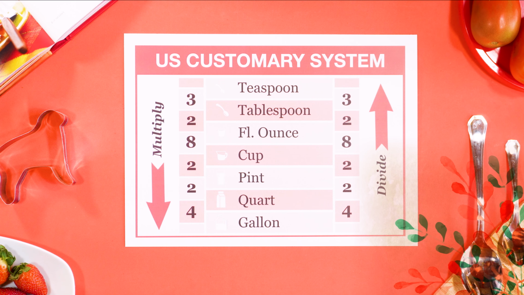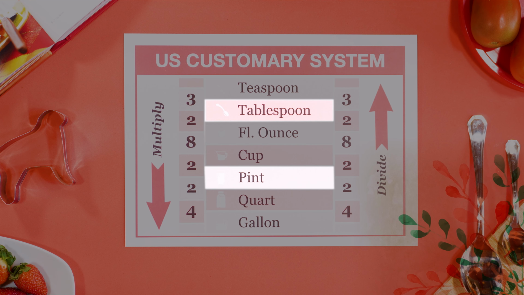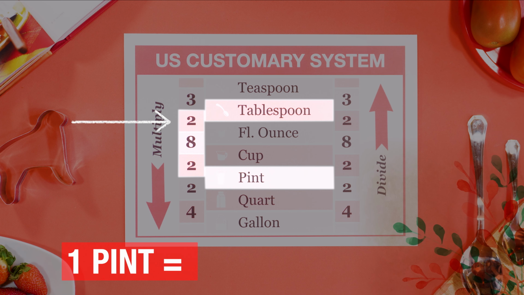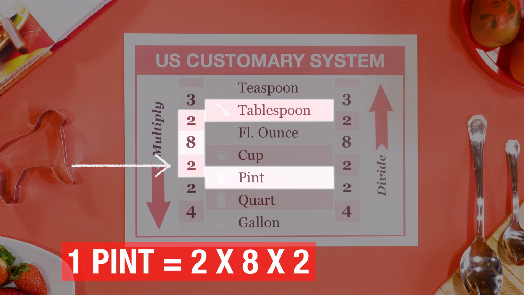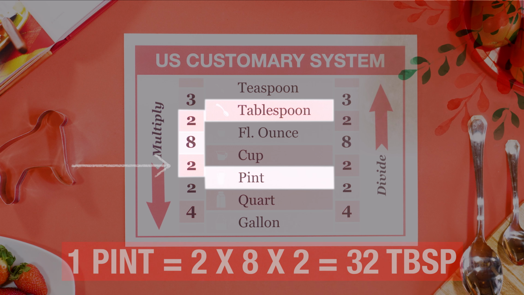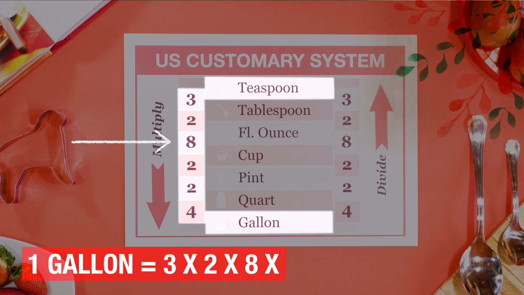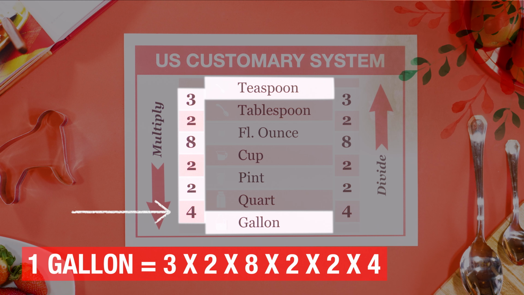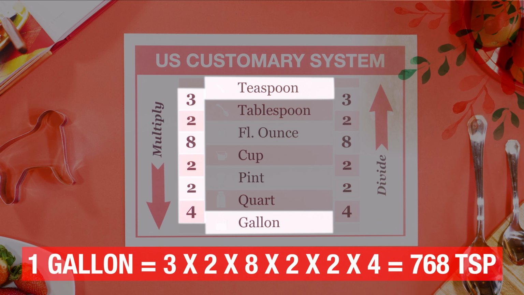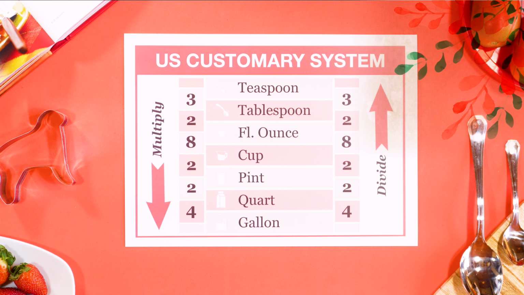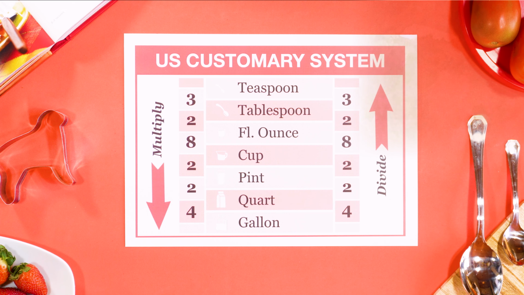Let's say you want to know how many tablespoons are in a pint. You simply multiply the numbers between the 2 units. So, 2 times 8 times 2 equals 32. And how many teaspoons are in a gallon? 3 times 2 times 8 times 2 times 2 times 4 equals 768. So, if all you have in your kitchen is a teaspoon, you can still measure all the other units precisely by multiplying.